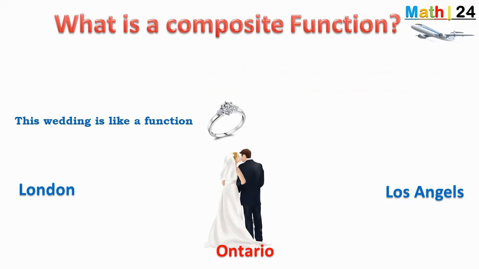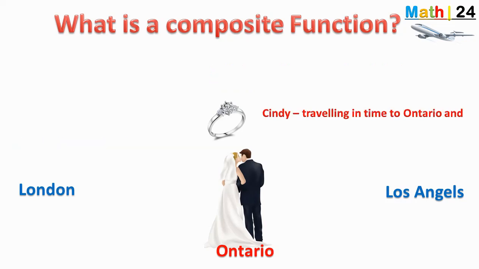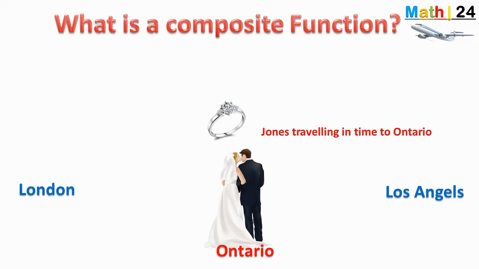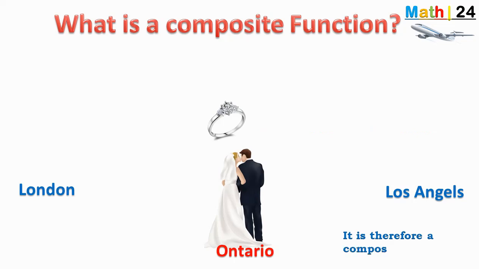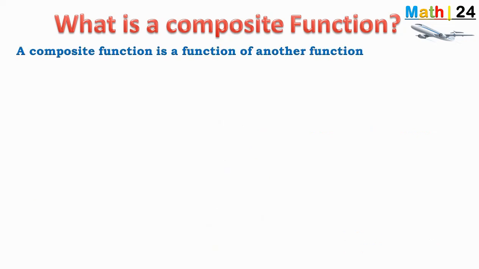This wedding is like a function depending on 2 functions: Cindy traveling in time to Ontario and Joan traveling in time to Ontario. So it depends on these 2 functions. It is therefore a composite function. There are many other examples. I just like to take this funny one to make the lesson a bit funny. So a composite function, as we have said before, is a function that depends on another function.